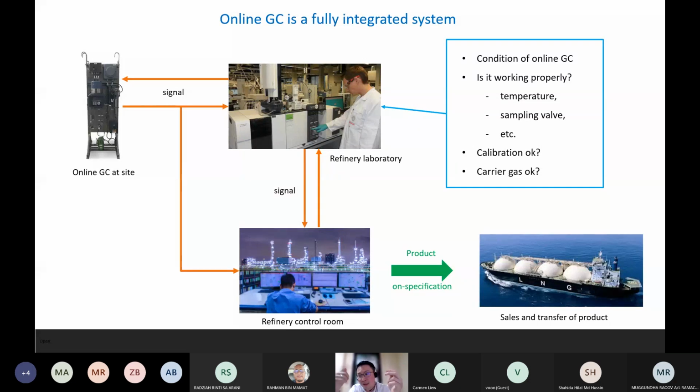The signal, or the data, also goes to the control room. Most refineries have a control room. Basically, that's the heart of the operation. That's where the engineers are. They will have screens there, and they also look at the quality.